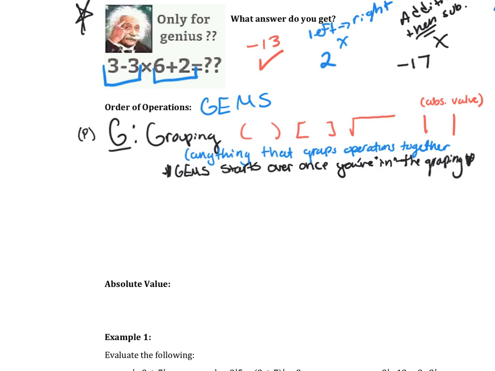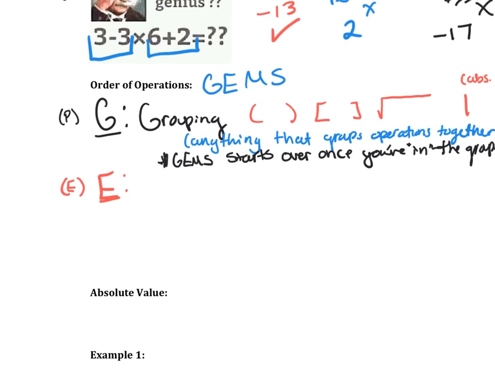Then next is our E, which is also E in PEMDAS, and that stands for exponents. So if you have 3 to the second power, that little 2 up there floating in the upper right hand corner is the exponent. We'll talk more about exponential form in a minute too.